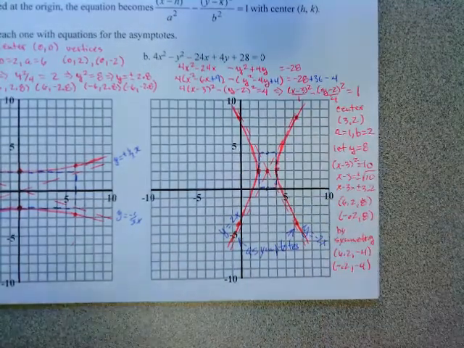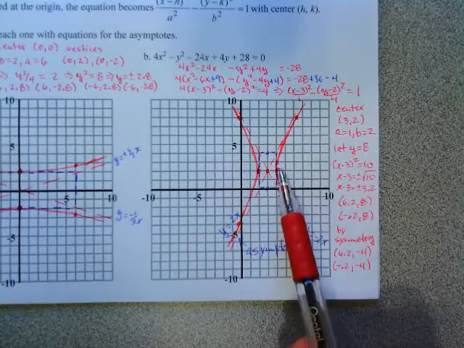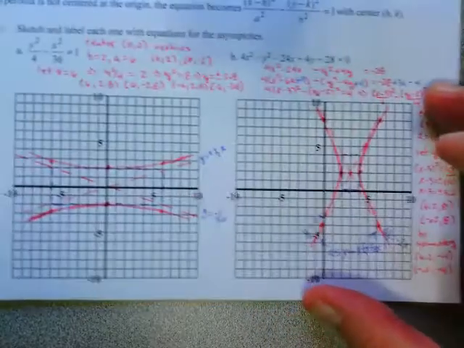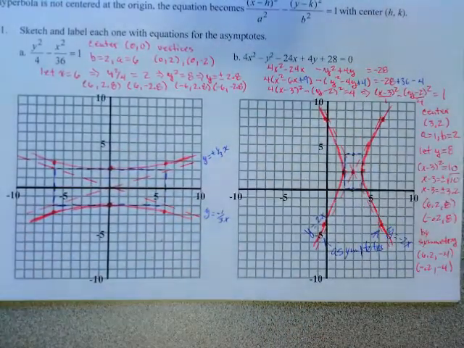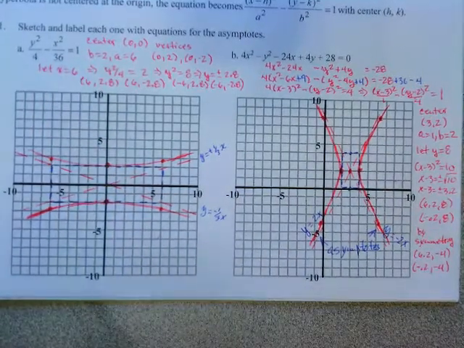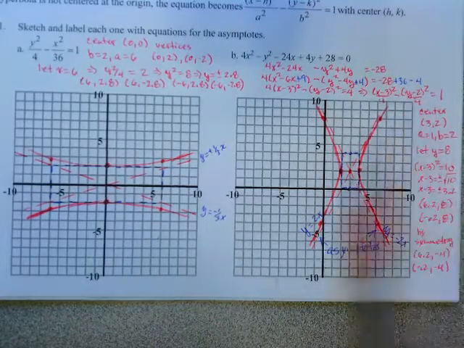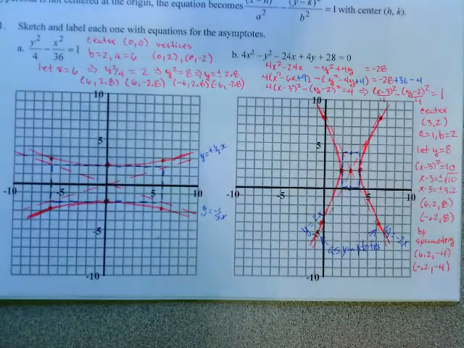And really, what does it all come down to? It comes down to whether you want the two vertices to be like this, or the two vertices to be like that. In other words, is it opening left, right, or is it opening up and down? How do you tell? Is it y first, then it's up and down, or is it x first, then it's left and right? And so, there you have sketching hyperbolas.